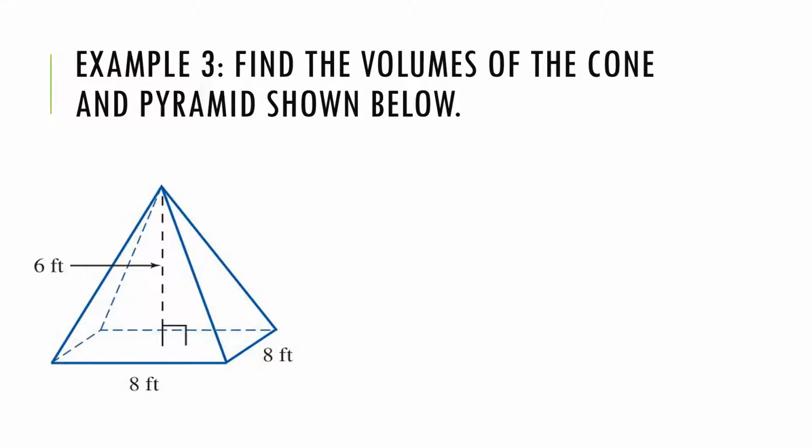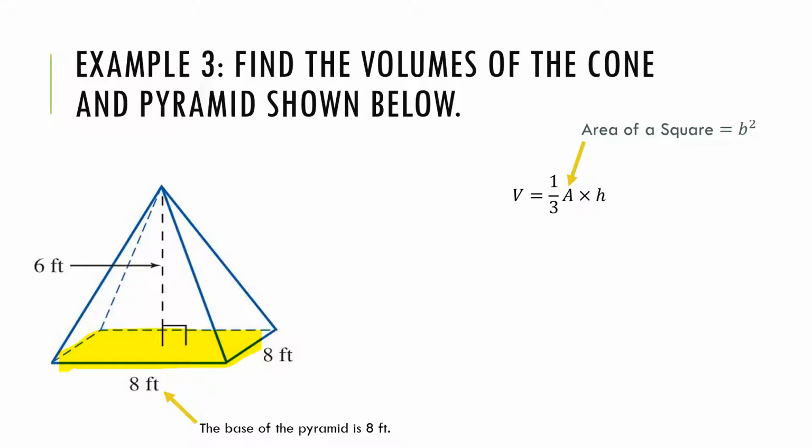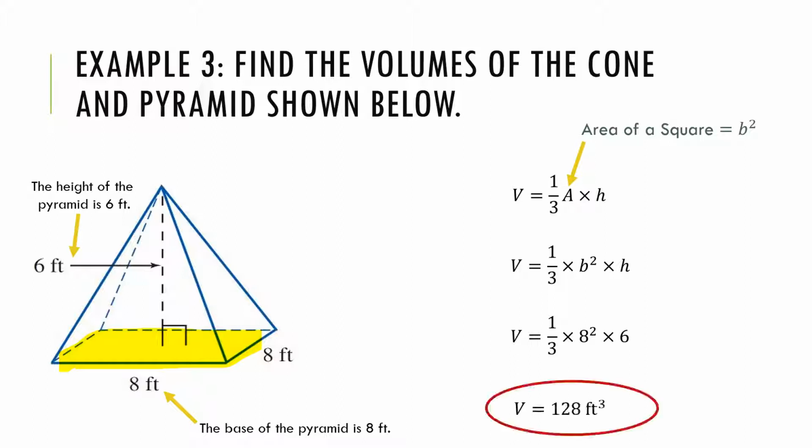Now let's find the volume of the pyramid. We already know the formula for the volume of a cone or pyramid is 1/3 times the area times the height. Now this time, the bottom of the pyramid is a square, so we can use the area formula for a square. The area of a square is base squared, or b squared. The base of our pyramid is 8 feet, and the height of our pyramid is 6 feet. So we have volume equals 1/3 times base squared times height, so we plug in 8 for the base and 6 for the height. That gives us 1/3 times 8 squared times 6. If you multiply that out, that gives you volume equals 128 feet cubed.